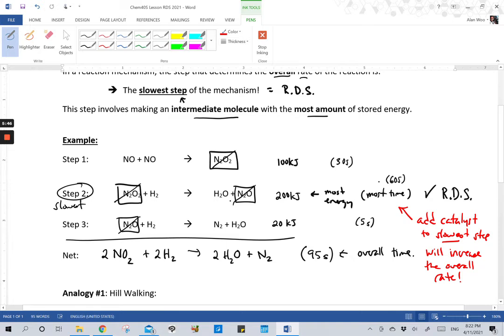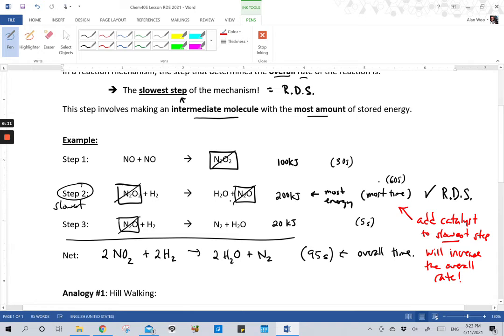However, if I add a catalyst to a step that's already fast, it may decrease the amount of time from maybe 5 seconds down to 4 seconds, but it wouldn't do much to the overall rate. So if we ever want to add a catalyst, we typically want to find a catalyst that will quickly speed up the rate of the slowest step.